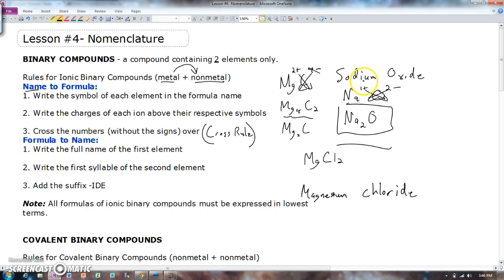And you see that with our sodium oxide, right? It was sodium and oxygen, it becomes sodium oxide. Magnesium and carbon become magnesium carbide. Okay? And again, we're expressing in lowest terms.